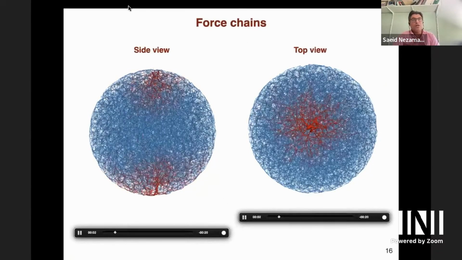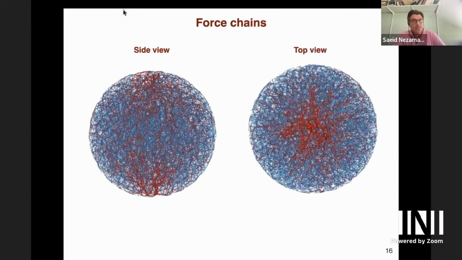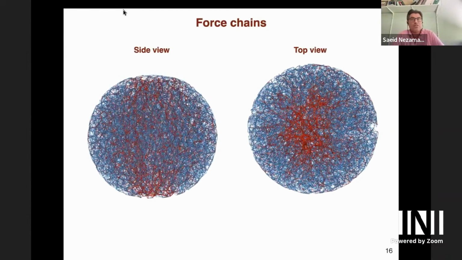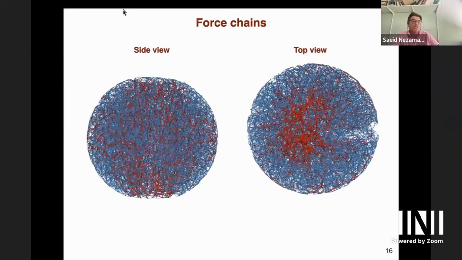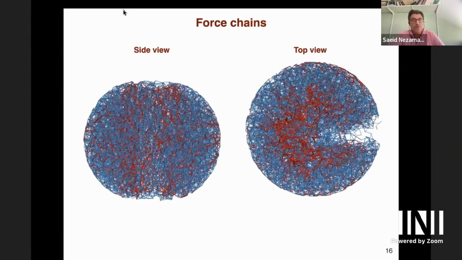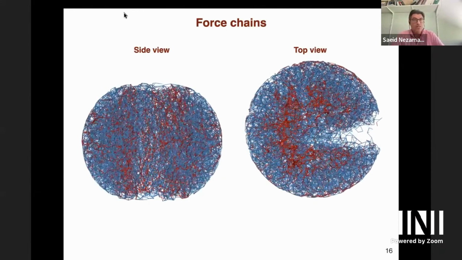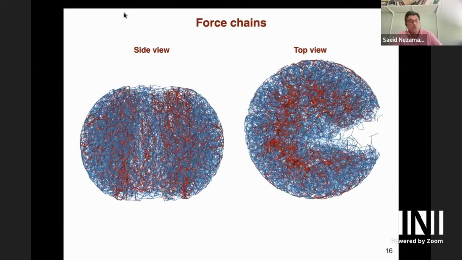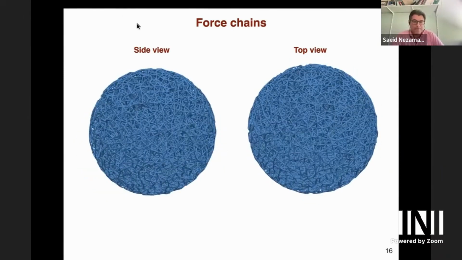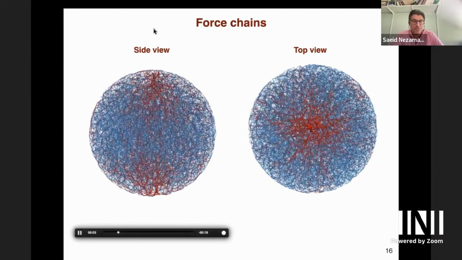Here you see a video from a geometrical test, top view and side view. The forces are represented by lines joining hexapod centers and of thickness equal to the normal force. Blue lines are attractive forces due to cohesion, and the red lines are repulsive forces. You can see here the breakage area.